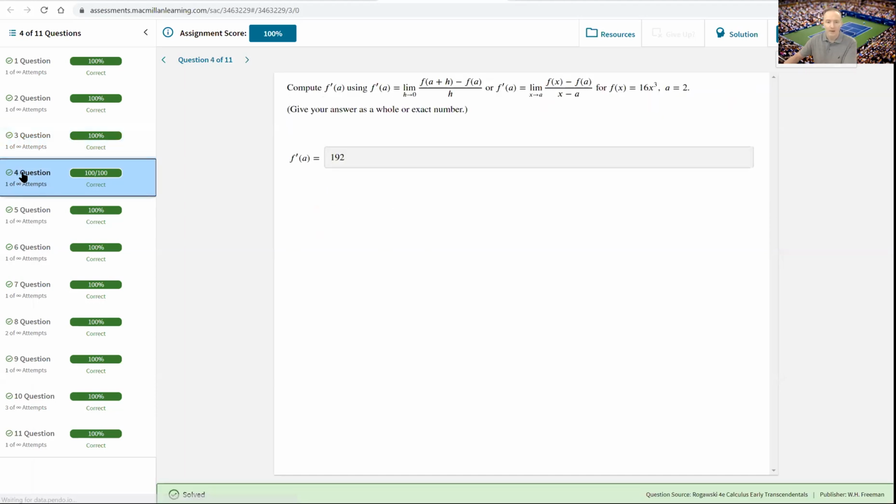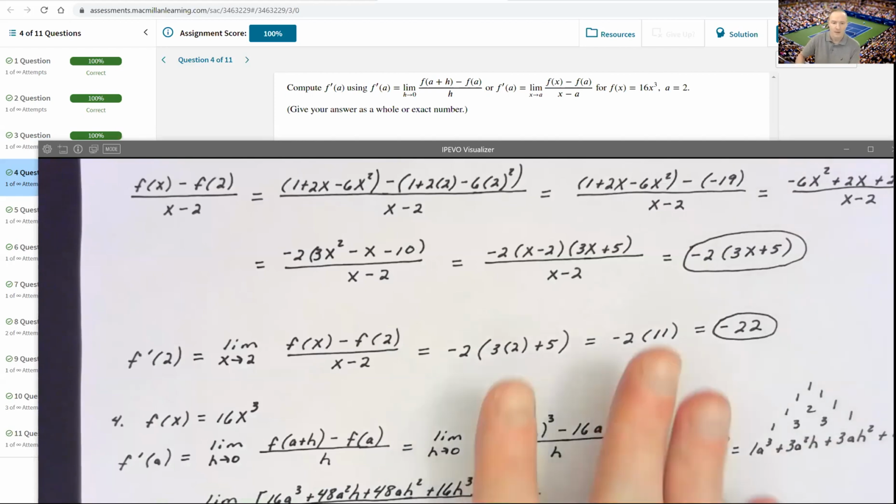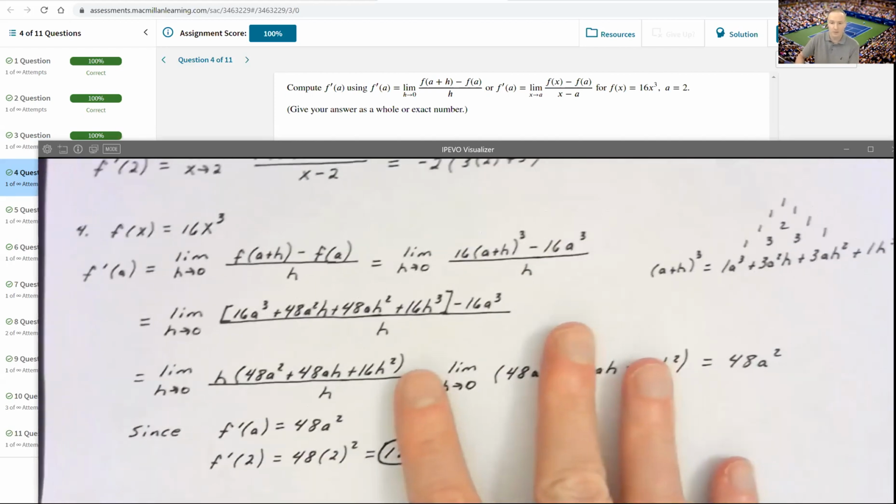Now, when I look at the next problem, it's using the limit definition of the derivative. f prime of a is equal to the limit as h approaches 0 of f of a plus h minus f of a over h. Well, it actually says use that, or the limit as x approaches a of f of x minus f of a over x minus a. Since it's a polynomial, I think it's better to choose the first one. The second one is fine, but the first one usually works a little bit easier with polynomial functions. You'll see that that is the one that I chose here.